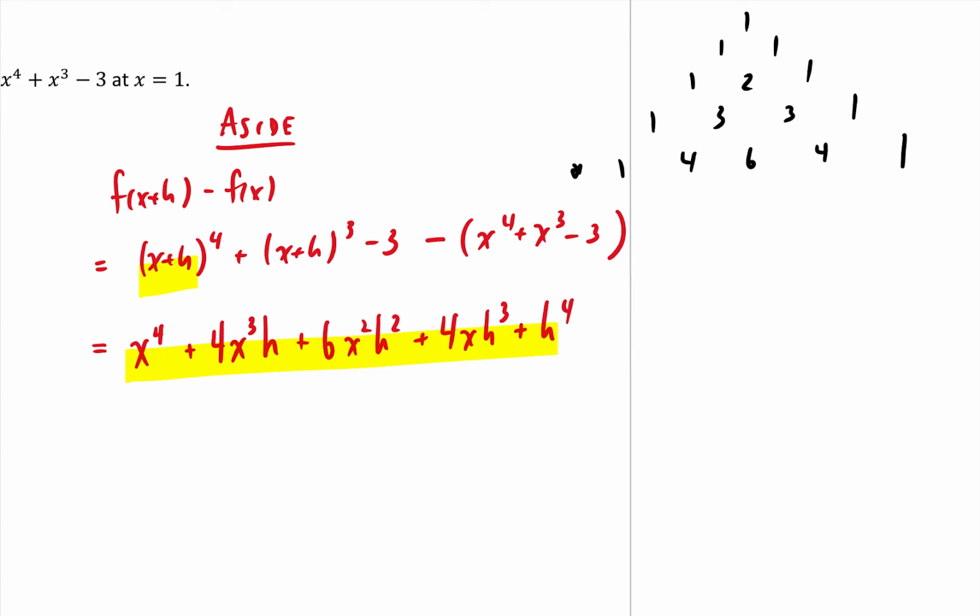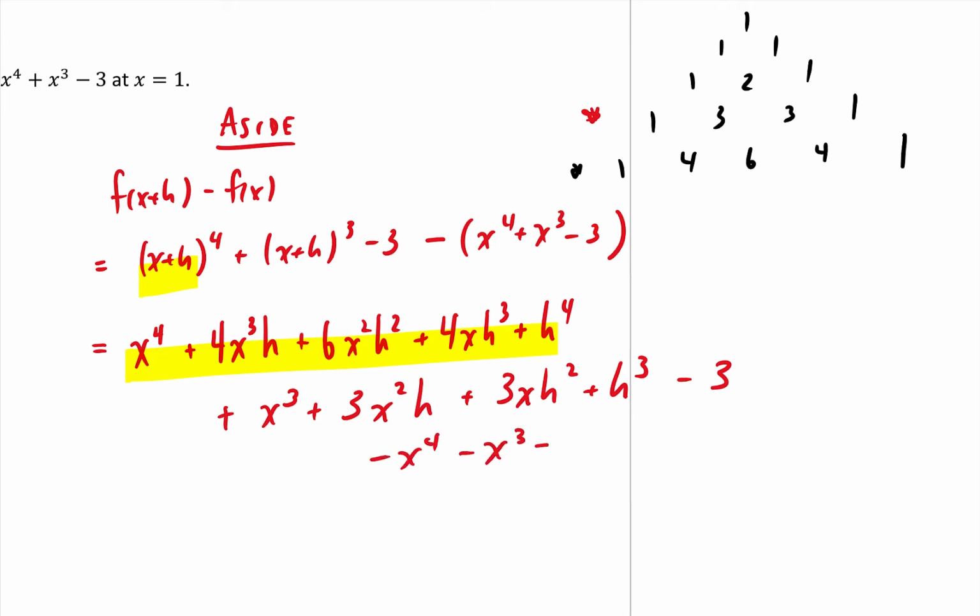And let's do the cube function. So that's going to be plus, now we're going to go to row 3, that's x cubed, and then we take the coefficient 3, bring down the x, bring up the h, and keep on following that pattern. And then we have our minus 3, and then we have the subtraction of x to the fourth minus x cubed plus 3. Again, this here is all of this here. Now you know you've done this right if all the terms without an h cancel. So the x to the fourths cancel, the x cubes cancel, and the 3's cancel.